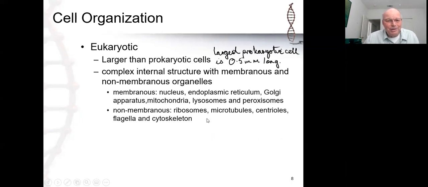Because ribosomes don't have membranes, if these are organelles, then ribosomes are organelles. If ribosomes are not organelles, then these others shouldn't be considered to be organelles either. So I think there's a little bit of inconsistency going on here at times. But these are the major features that we recognize in eukaryotic cells.